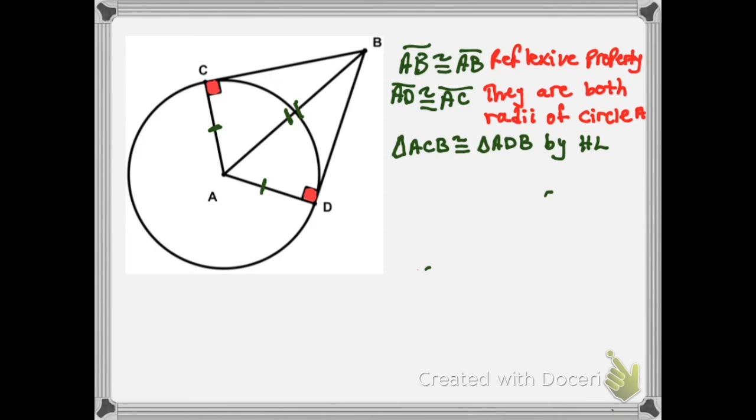So now that we have that these two triangles are congruent, lastly, we finally know that these two sides are going to be congruent, right, by CPCTC, right? Now you know that this is always going to be the case. Let's look at an example.